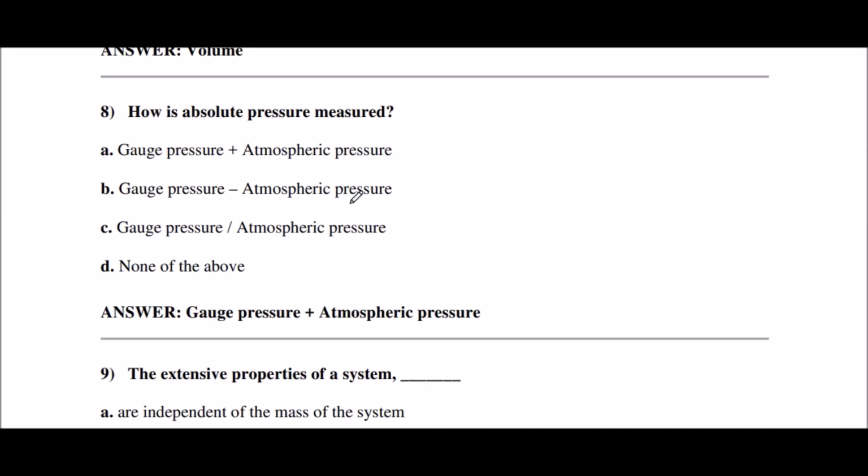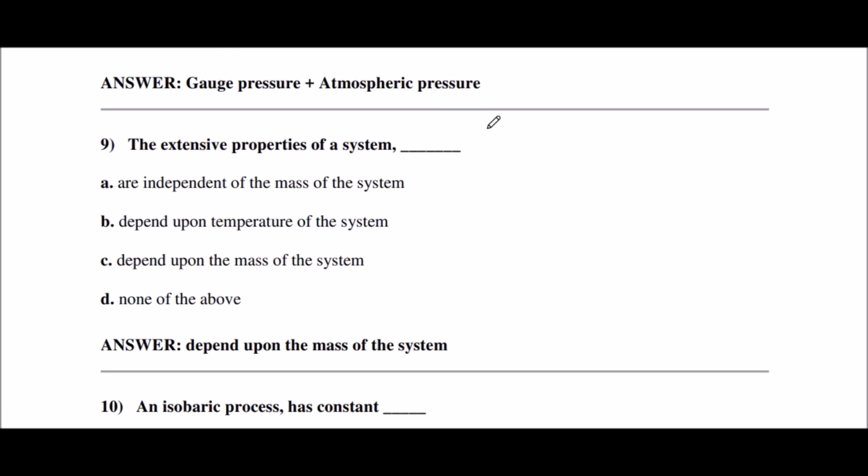Next question. How is absolute pressure measured? Option A, gauge pressure plus atmospheric pressure. Option B, gauge pressure minus atmospheric pressure. Option C, gauge pressure divided by atmospheric pressure. Option D, none of the above. Right answer is gauge pressure plus atmospheric pressure. Option A, absolute pressure is equal to gauge pressure plus atmospheric pressure.